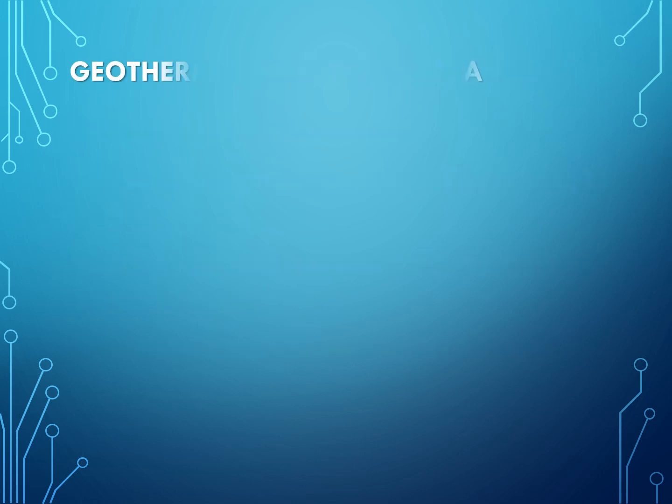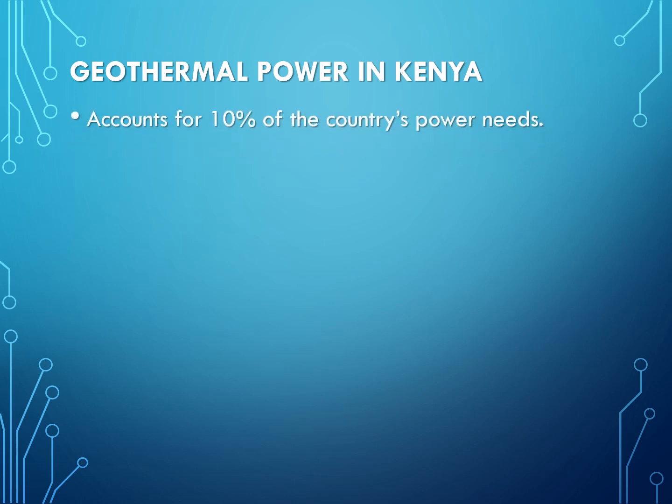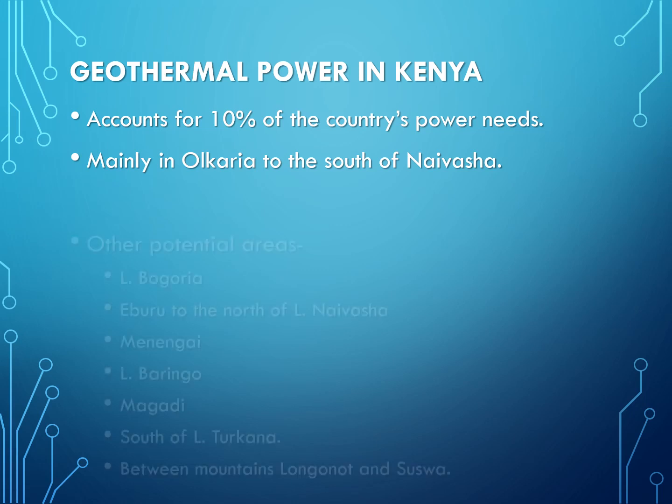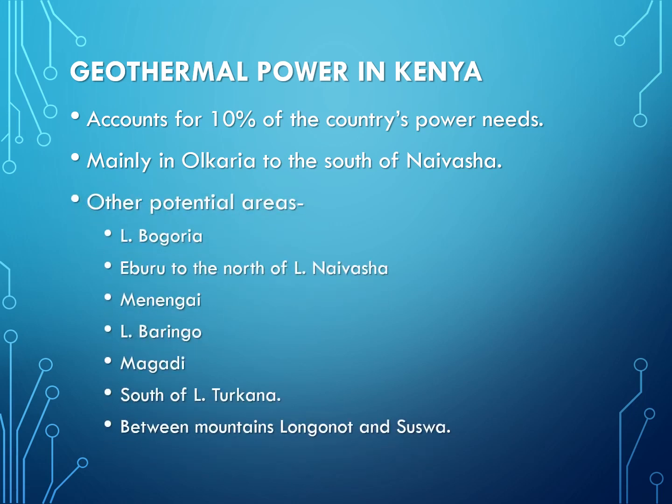Now I look at geothermal power in Kenya. Geothermal power accounts for just about 10% of the total power needs in the country, mainly in Olkaria. Olkaria is the one that has the highest potential. That is where Kenya has invested a lot in geothermal power, that is in Naivasha. We have other potential in Lake Bogoria, anywhere where we have fumaroles and geysers.